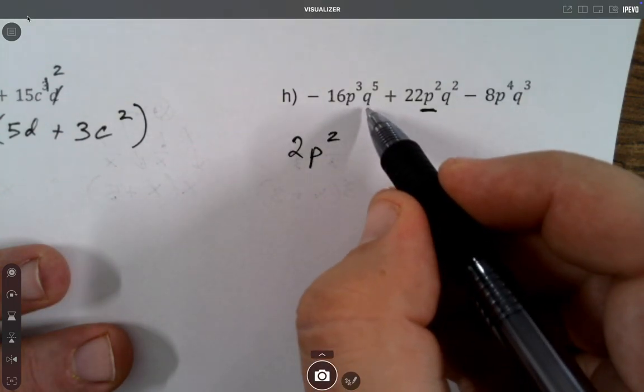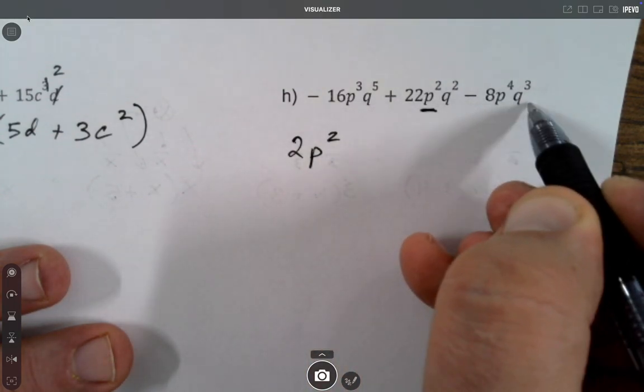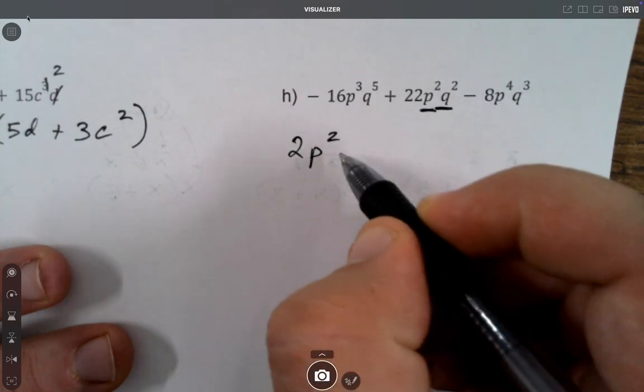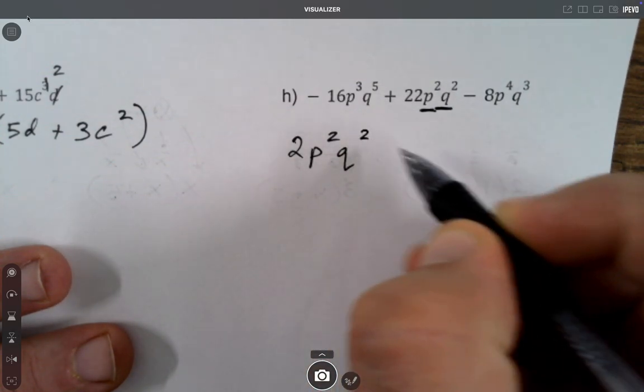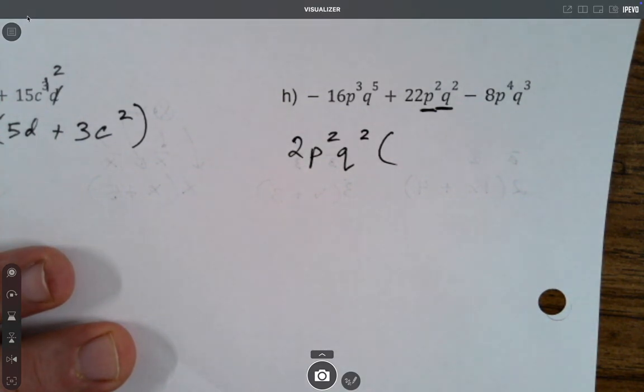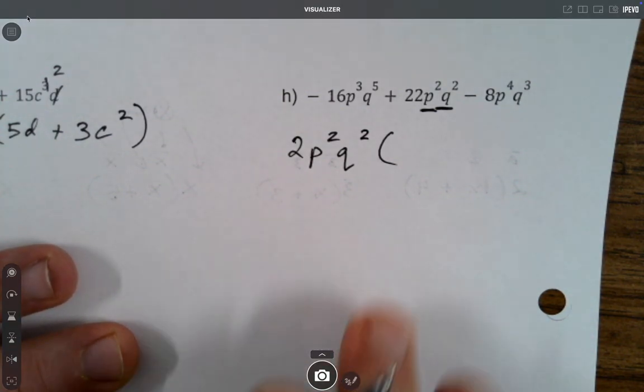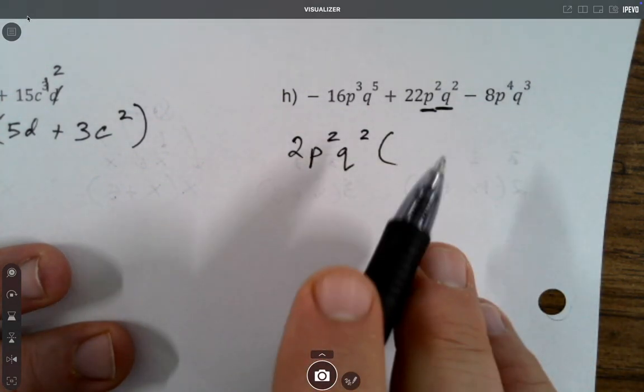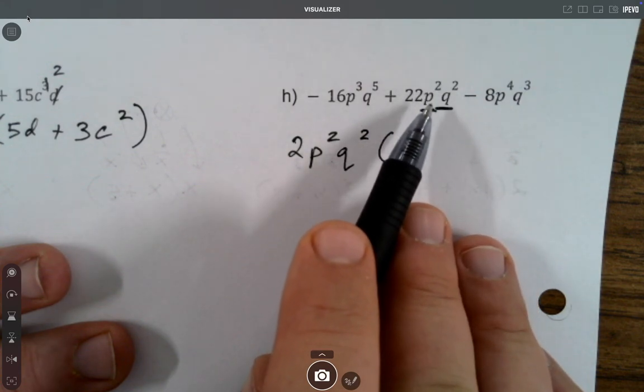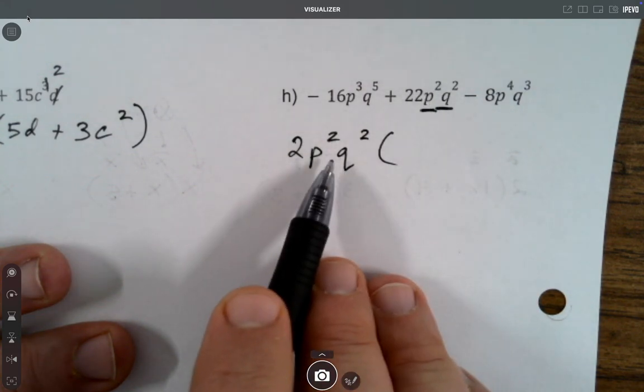Now we do the same with q's. There's 5 q's, 2 q's, 3 q's. So this term has the least amount of q's also. So I'll pull q squared out. So when you have lots of exponents like this, look for the smallest exponent for that variable. That's how many you can pull out front.